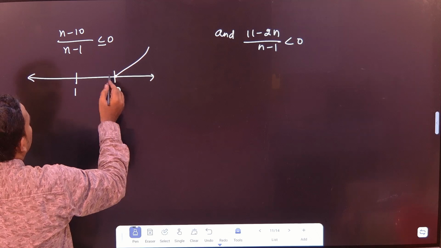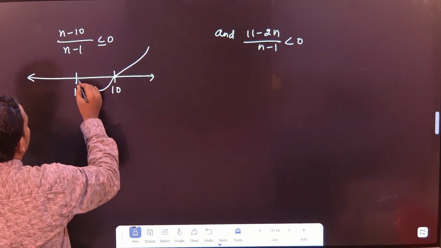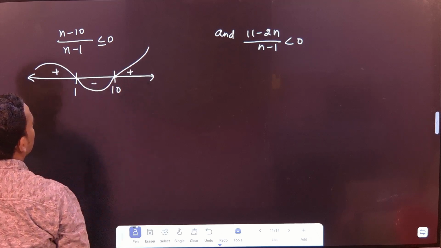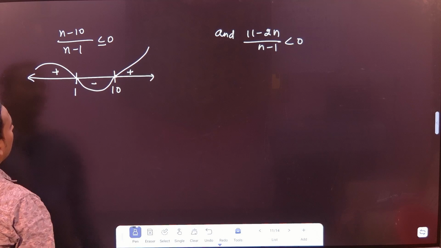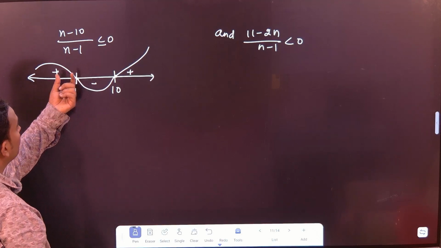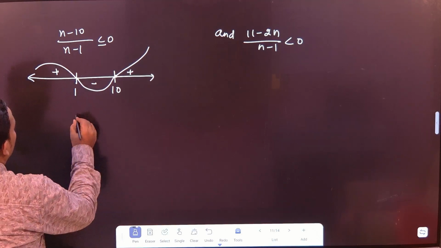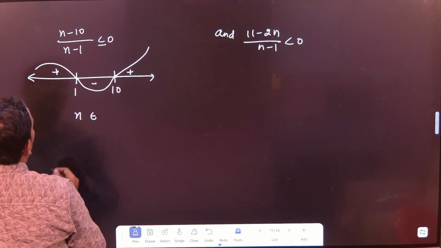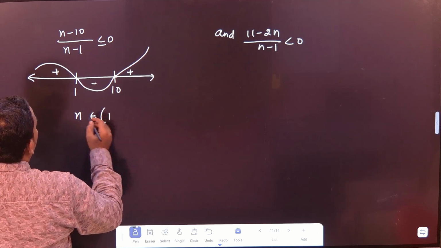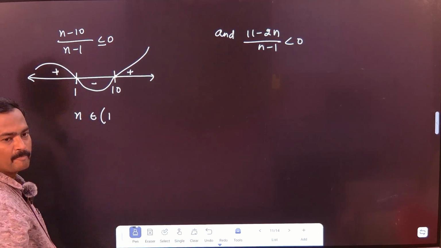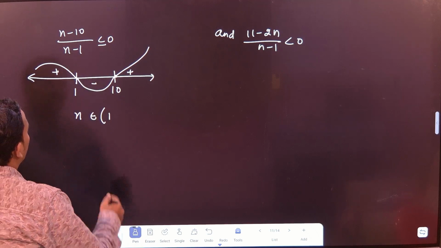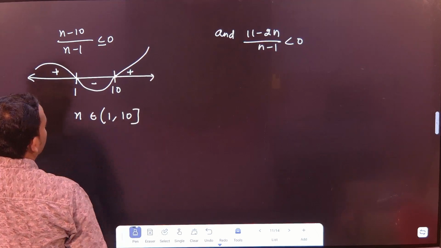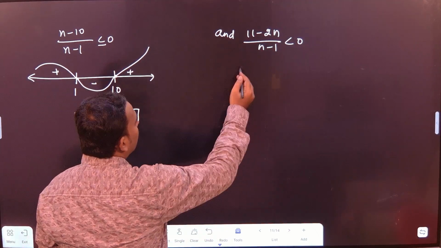Then you can see the 10 is odd power, change the sign. The 1 is odd power, change the sign, plus minus plus. So what do we need actually? The ratio is less than 0. Therefore, n belongs to... is 1 included or not? 1 is not included because if you put 1 here, the denominator is 0. So 1 to 10, and 10 is included. No issues, right? Okay, let's start here.